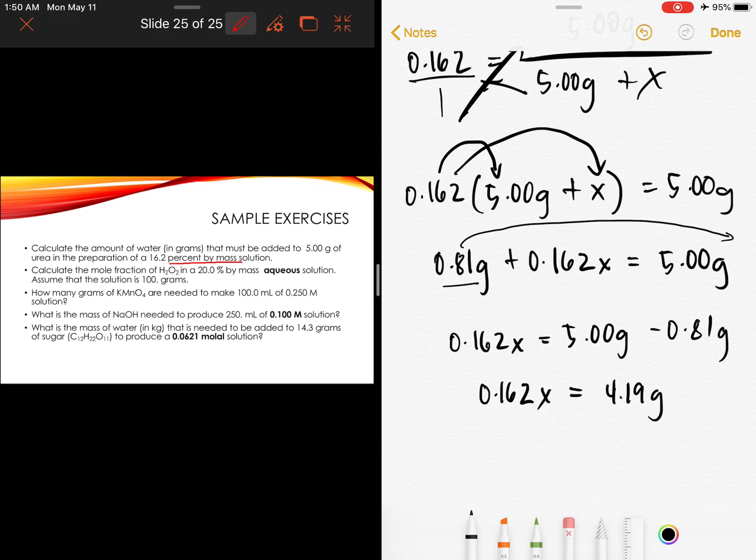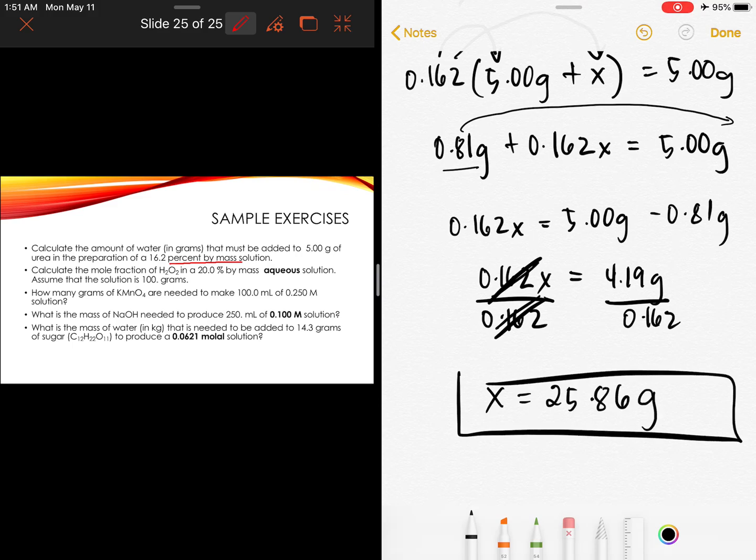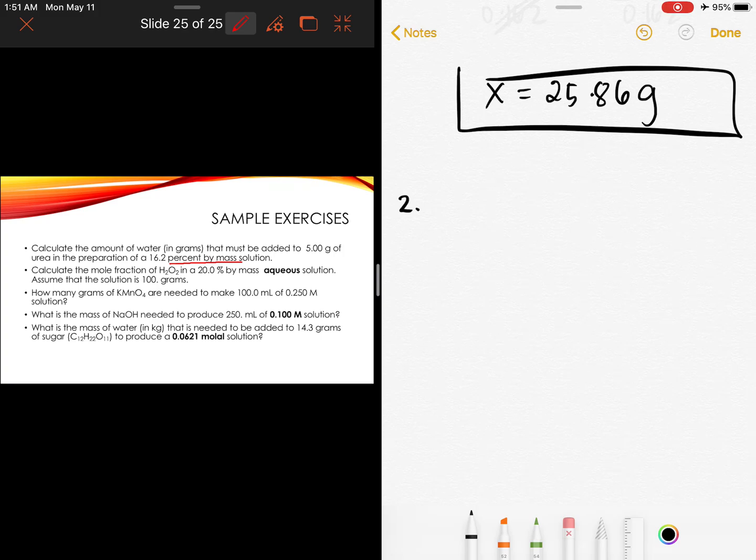Okay, isolate x. How do you isolate x? You divide both sides by 0.162. So if you divide both sides by 0.162, this side will cancel, and 4.19 divided by 0.162, that is equal to what? 25.86 grams. So the grams of solvent in this problem, which is water, is 25.86 grams of water. So problem number one is very easy. Now let's proceed to problem number two.